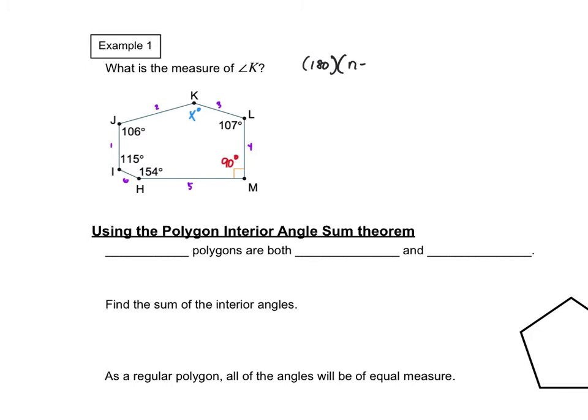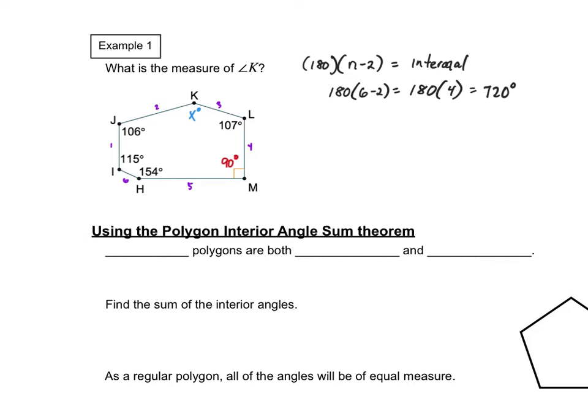So now if I were to use my formula, I have 180 degrees times n minus 2 is going to give me the value of my internal angles. So my internal sum, right? I have 180 times 6 sides minus 2, which is equal to 180 times 4, which is going to be 720 degrees.